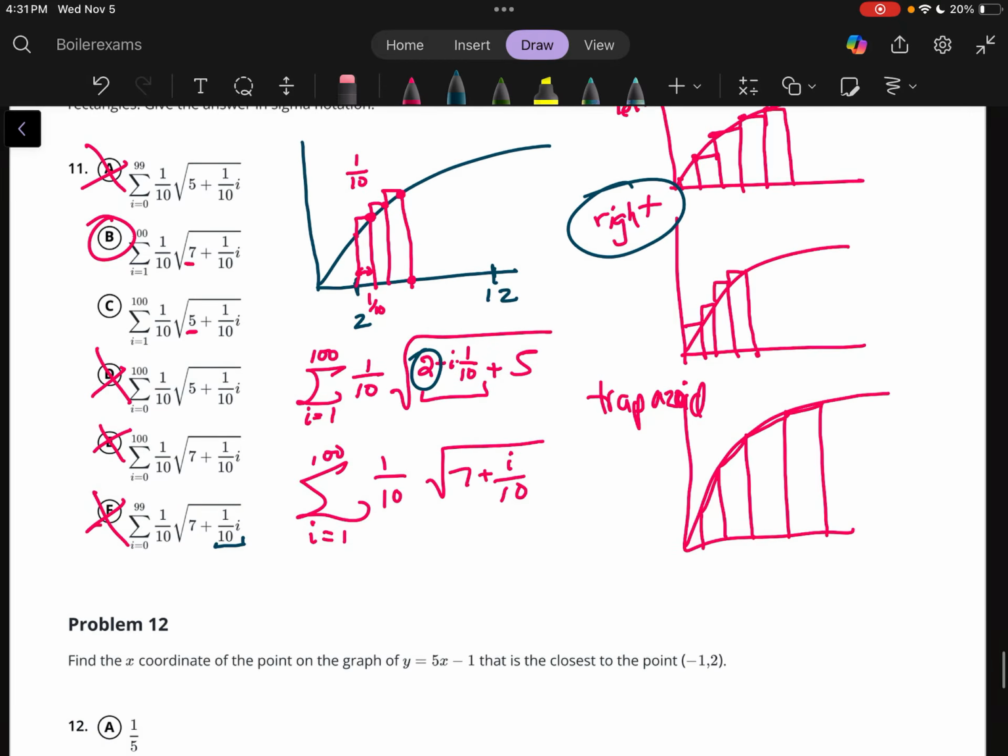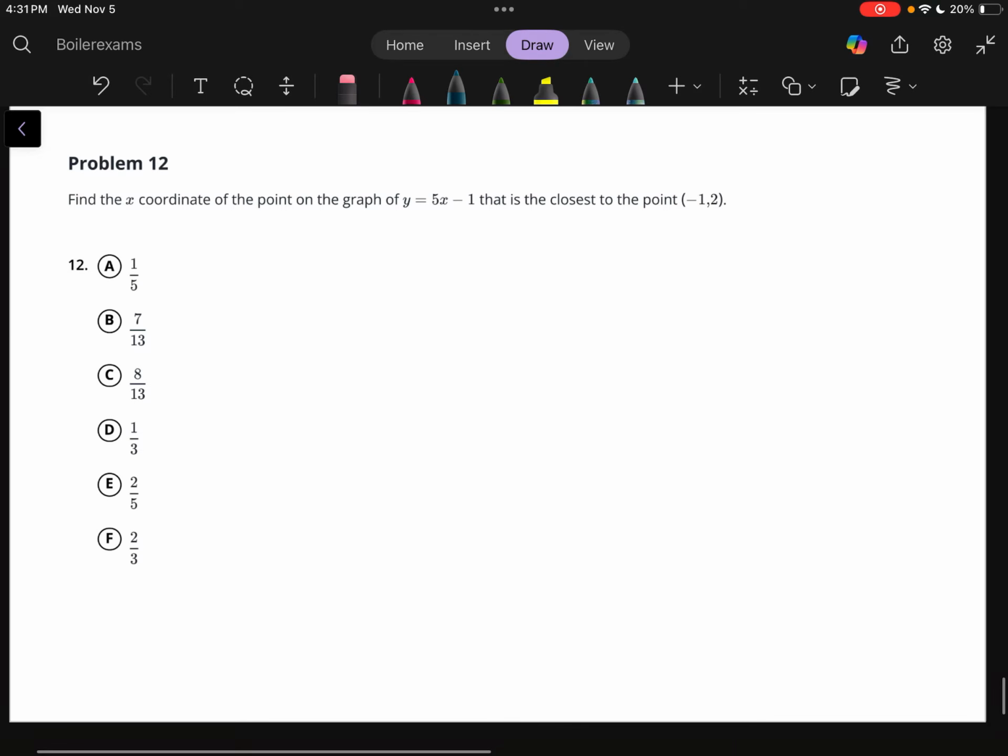Moving on to question 12. Question 12 says, find the x-coordinate of the point on the graph of y equals 5x minus 1 that is closest to the point -1, 2. Okay, so let's say that our point has the x-coordinate a. That means that the y-coordinate must be 5 times a minus 1. And we want to minimize the distance between a, 5a minus 1 and -1, 2.